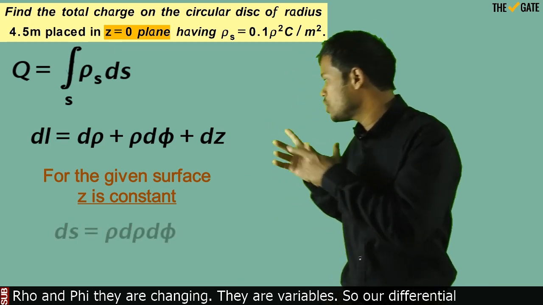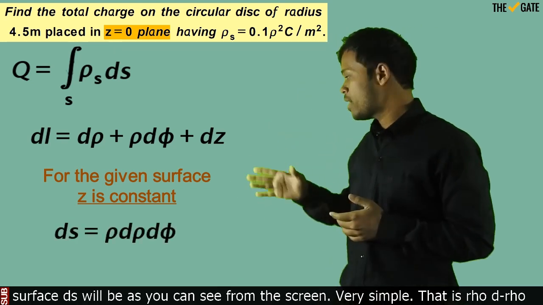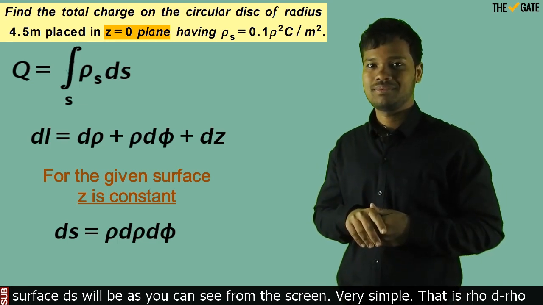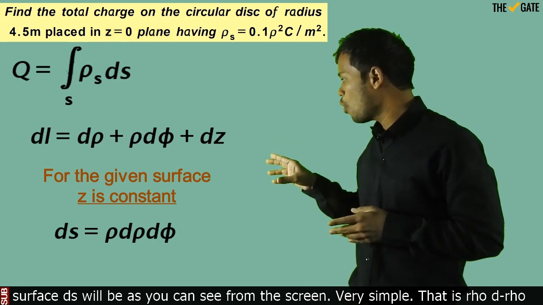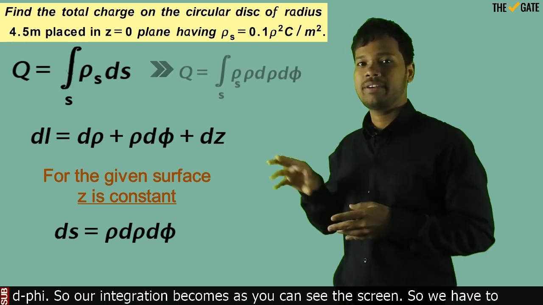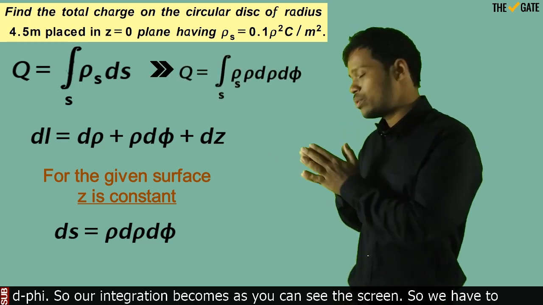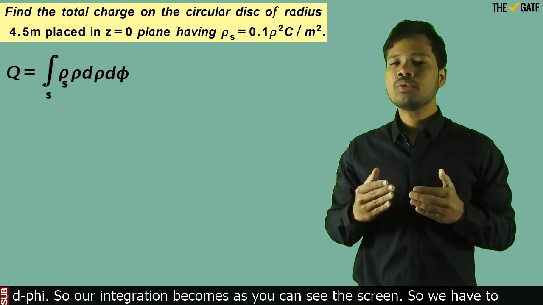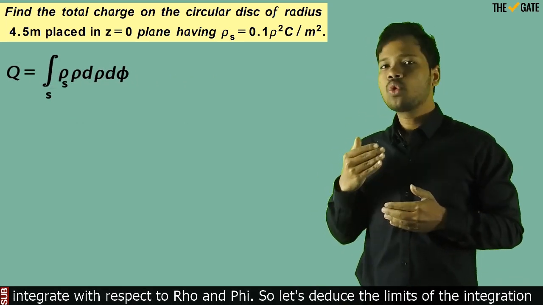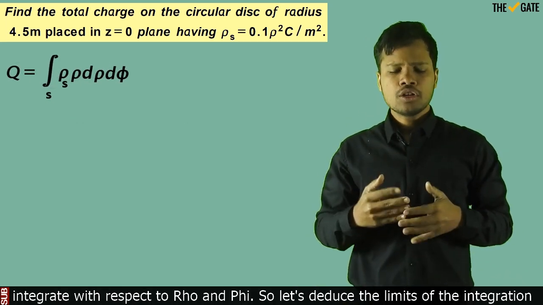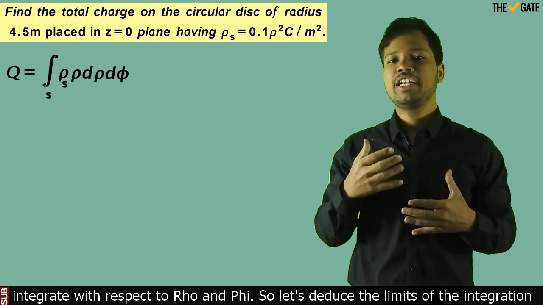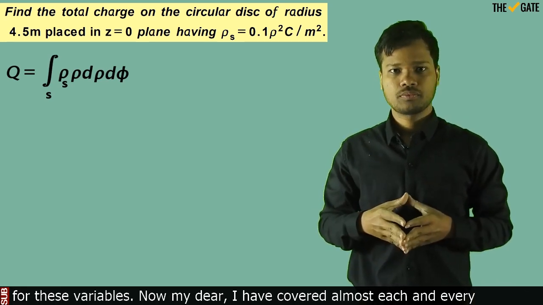So our differential surface ds will be, as you can see from the screen, very simple. That is rho d phi. So our integration becomes, as you can see from the screen. So we have to integrate with respect to rho and phi. So let us deduce the limits of the integrations for these variables.